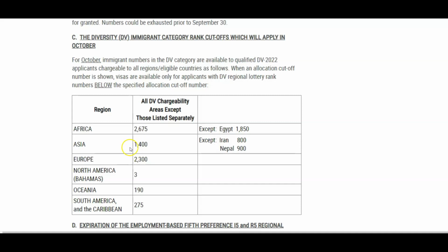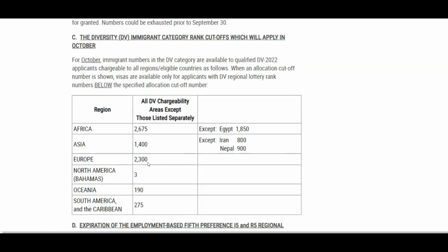In the case of Asia, that cutoff was set at 1,400, meaning only cases that have case numbers below 1,400 were eligible for interview in the month of October. For Europe, it was established at 2,300, meaning only cases with case numbers that are below 2,300 were eligible for interview in the region of Europe for the month of October.